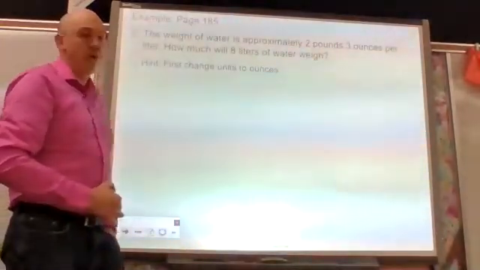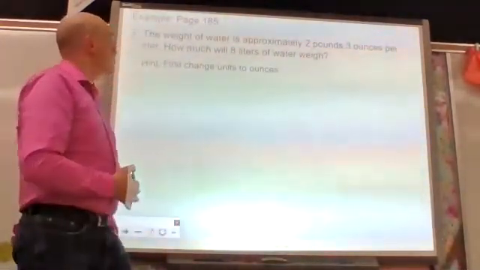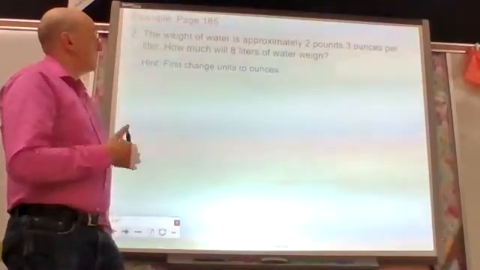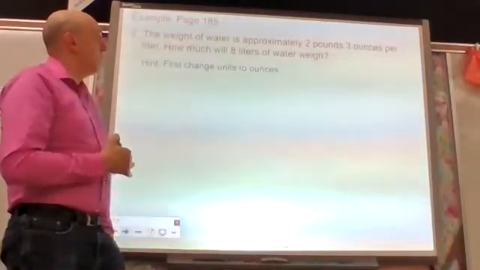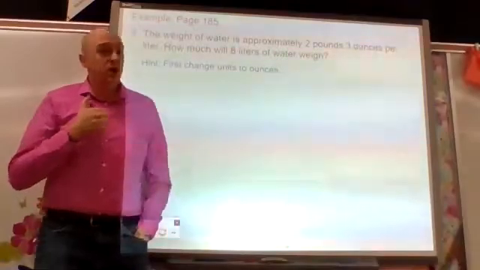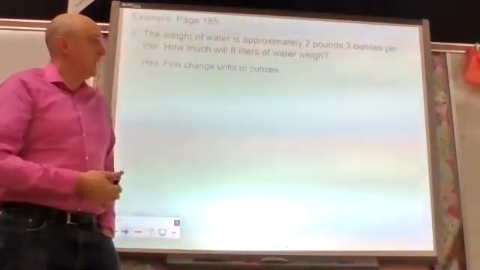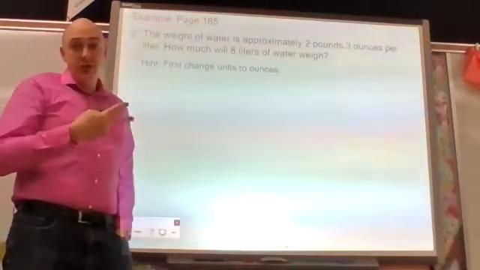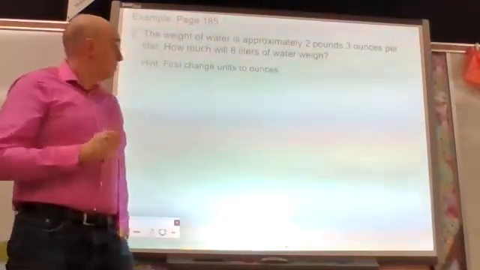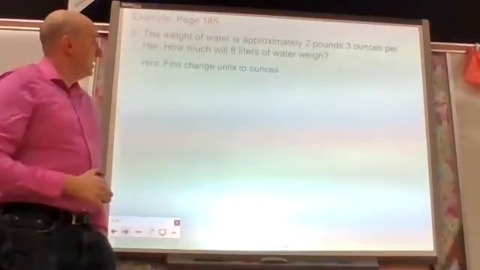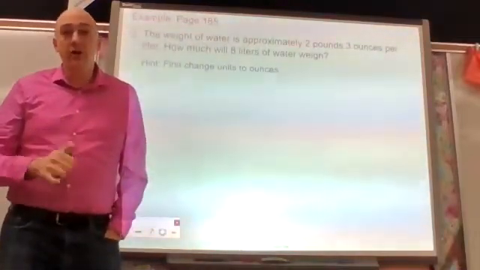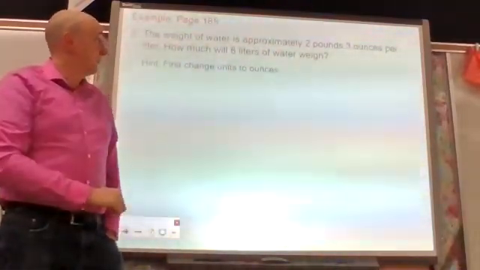Last example for the day and for the lesson. This is on page 185. The weight of water is approximately 2 pounds and 3 ounces per liter. How much will 8 liters of water weigh? There's 2 ways that we can do this. The first way is to follow this hint. We're going to change all of our units into ounces first.